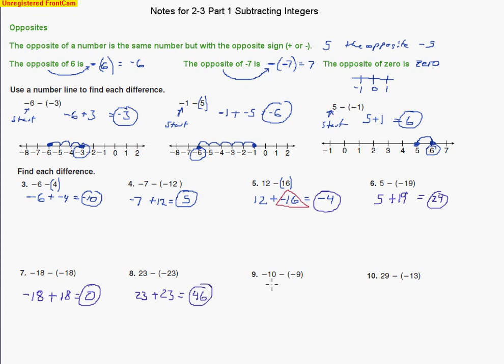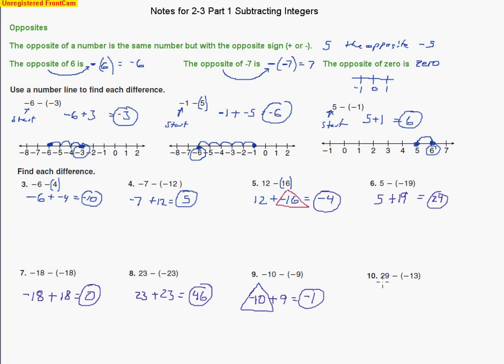The next one here, we start at negative 10, so that's the number we're going to start at, negative 10. And then I'm taking the opposite of negatives. Well, the opposite of negatives, those are positives, so I end up adding 9. And so I'm starting at negative 10, adding 9, that puts me at negative 1. Notice that I had more negatives than positives, so I end up having a negative number instead of a positive. And opposite signs mean you subtract.